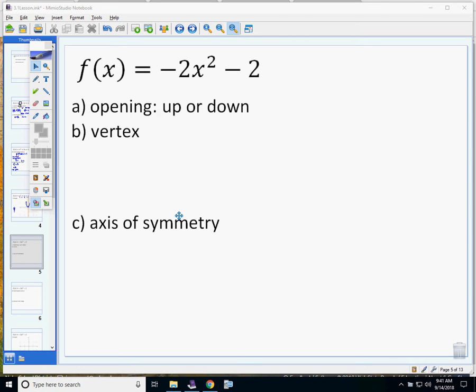Here's your next example. If we've got the function negative 2x squared minus 2, for opening up or down, recognize that this piece right here, the x squared part, it is negative. So this one would be opening down.